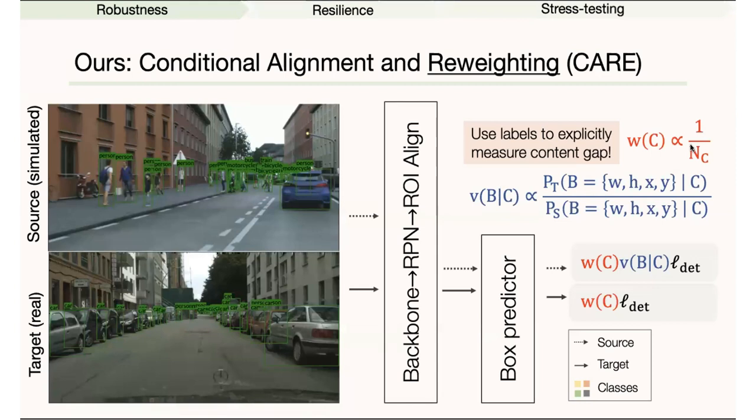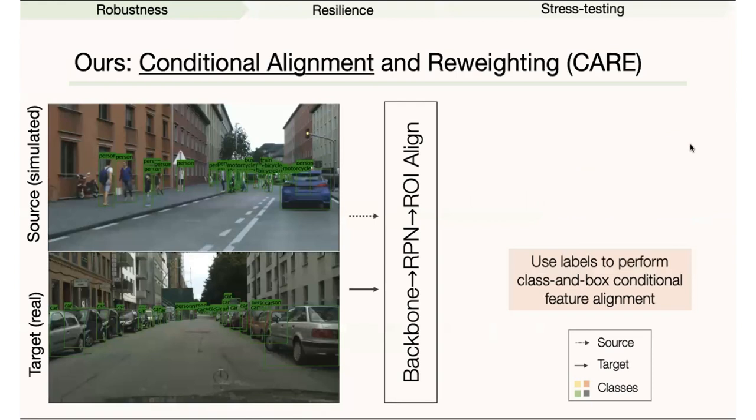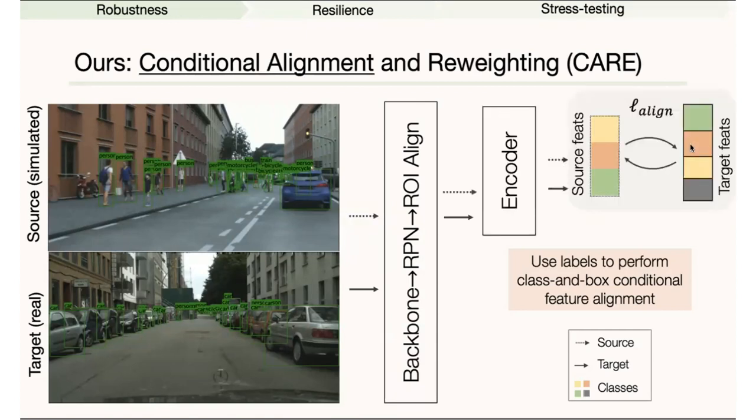Okay, so that's just how we're going to do reweighting. And similarly, for the appearance gap, we need to do this kind of conditional alignment, where again, we can make use of the fact that we have labels to only align things across domains that belong to the same class. And we only align features corresponding to the bounding box ROI features, right? The way we do it, but there are many reasonable ways of doing this that we also experiment with, is by learning a tiny encoder from which we extract features for every class in the source and the target. And then we optimize a cross-domain cycle consistency objective.